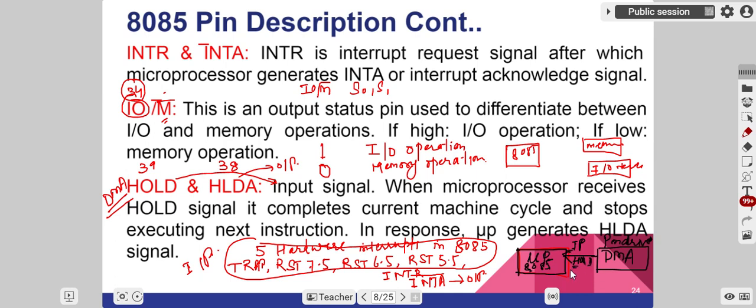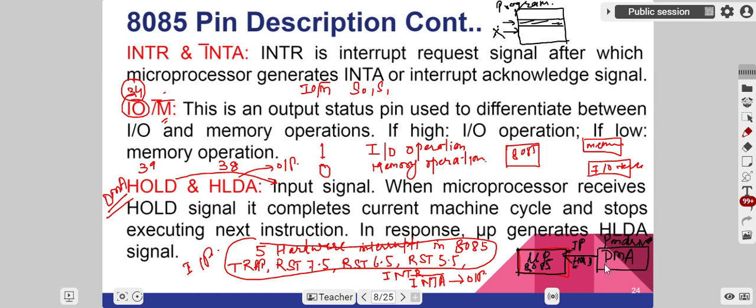With the help of this hold signal, the microprocessor will execute the current instruction. Suppose it is executing some particular program, some particular instructions, and it is executing this instruction right now. As soon as the 8085 receives this hold signal from the DMA device, the pen drive, it will execute this instruction completely and stop the execution of the next instruction. So it will stop actually here. Why will it stop?